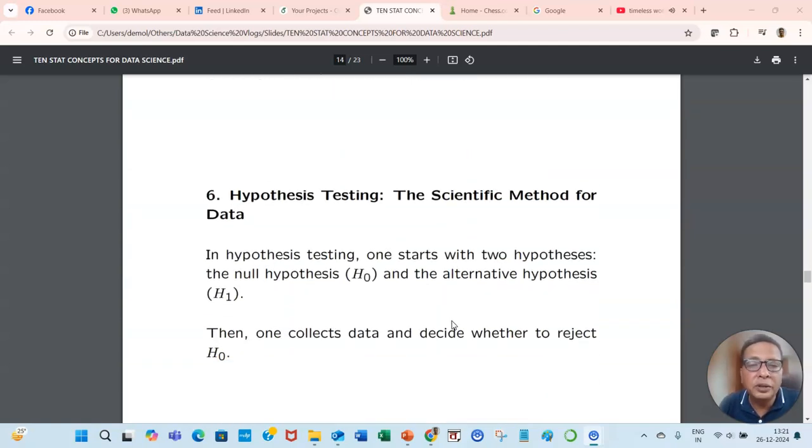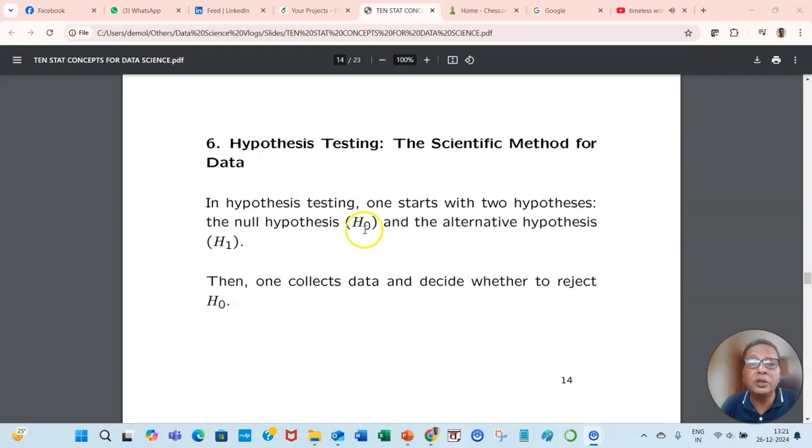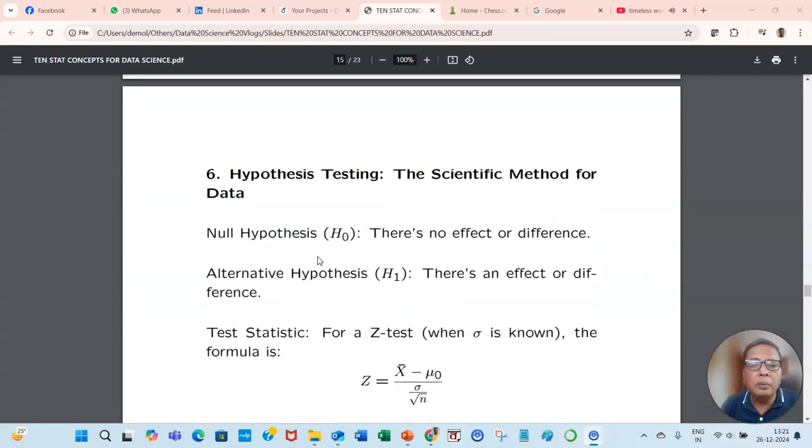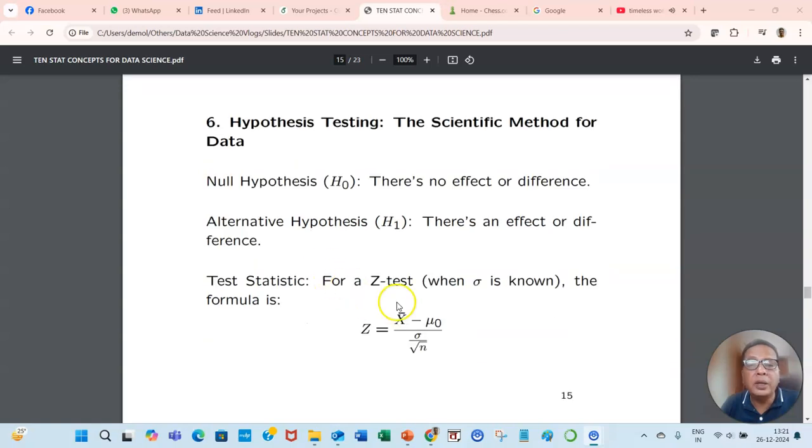Then we have hypothesis testing. We have null hypothesis H0, alternative hypothesis H1, and we do a test, say z test, when sigma is known: x bar minus mu 0 by sigma by root n. When it is large, based on this we reject or accept the null hypothesis.